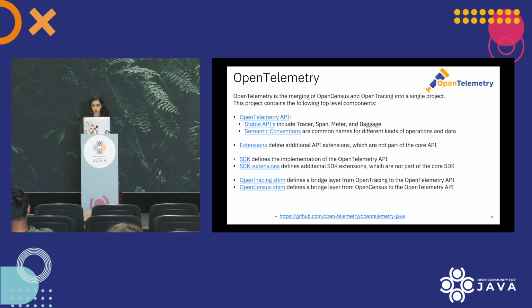The SDK is what you can use in order to build your implementation of the API, and it also contains different extensions like before. If you've previously had OpenTracing or OpenCensus, then you can use the shim in order to bridge a layer between your existing observability and OpenTelemetry's new features and APIs, and export them in an OpenTelemetry way.